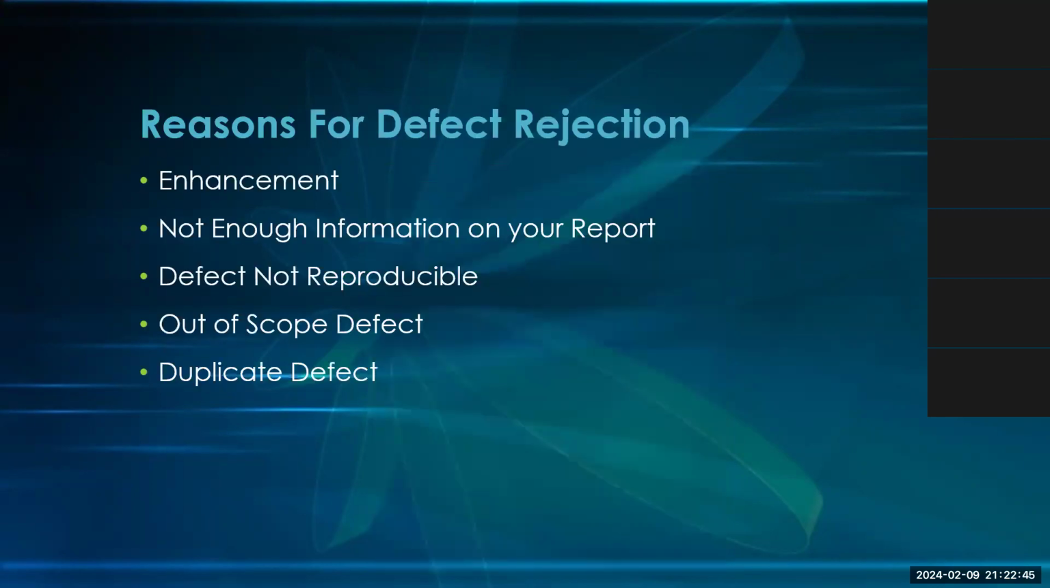So we also have reasons for rejection, which brings us to the question: why do we have rejected defects? Sometimes a defect can be raised and then rejected by your test lead, your test manager, or your developer. We'll start with enhancements. Some of the reasons are: enhancement, not enough information in your report, defect not reproducible, out of scope defect, and duplicate defect.